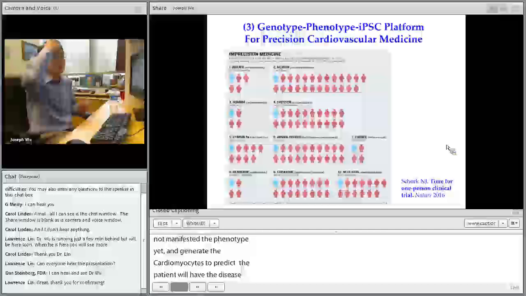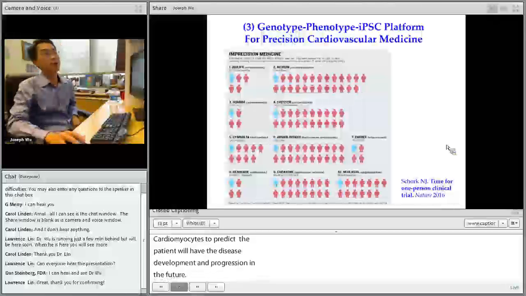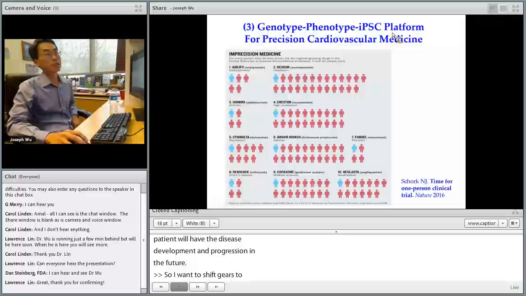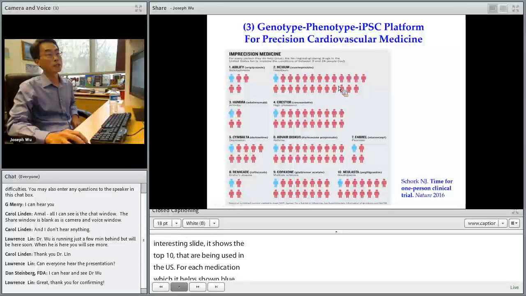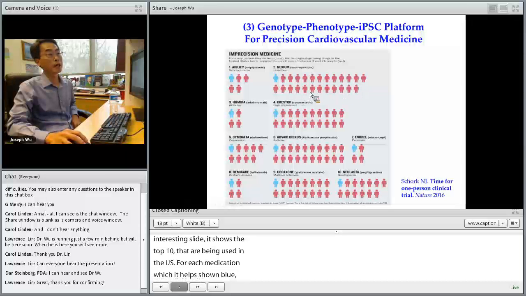So I want to shift gears to the third part of my talk, which is how we use the genotype-phenotype iPSC platform for precision cardiovascular medicine. This is an interesting slide because it shows the top 10 medications being used in the U.S. For each medication in which it helps, as shown by blue, there are anywhere from 3 to 24 patients who take the same medication and it has no effect.